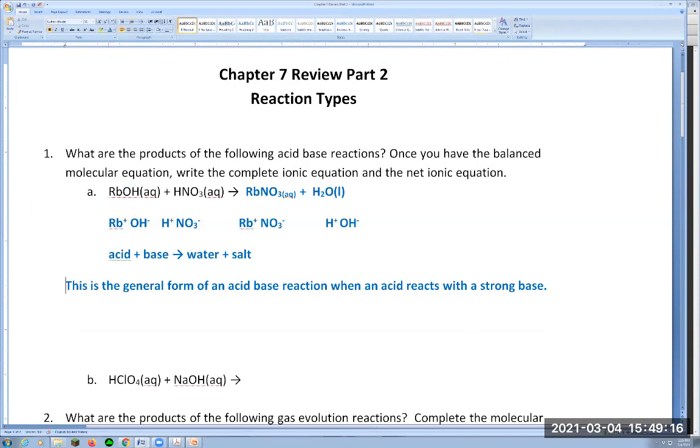So you can see that it is already balanced. If we look at the polyatomic ions, we have OH- here, and we retrieve OH- in the water. And then water is made of the OH- plus the H+. So one OH- and H+ will make one molecule of water. So that's balanced. And we still have one rubidium, and then one nitrate. So this is balanced. So this is what we call our balanced molecular equation.